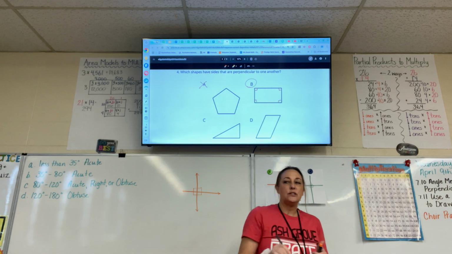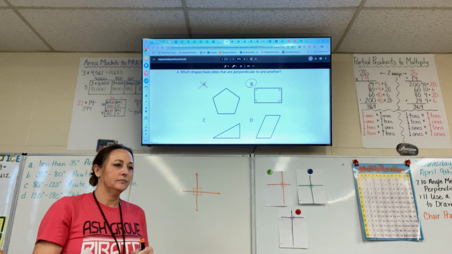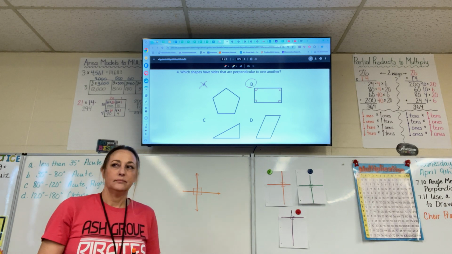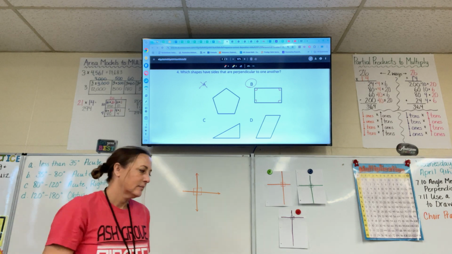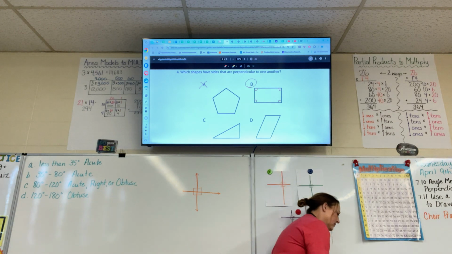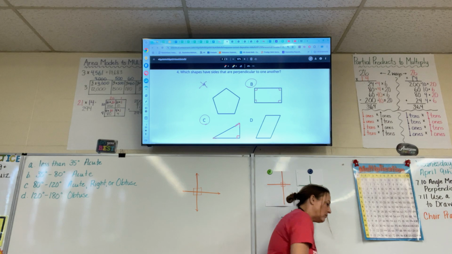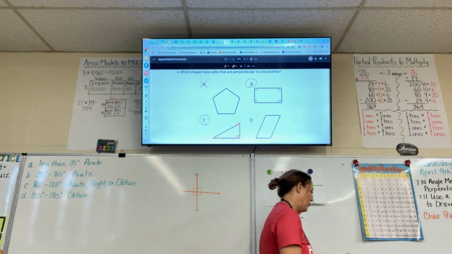Okay, what about C? Do you see any right angles on C? Yes or no? Yes, there is 1 right angle. It's right here in the corner. That is a right angle. That one's acute. That one's acute. But this one is right. So C. What about D? Do you see any right angles? Nope. No right angles on D.